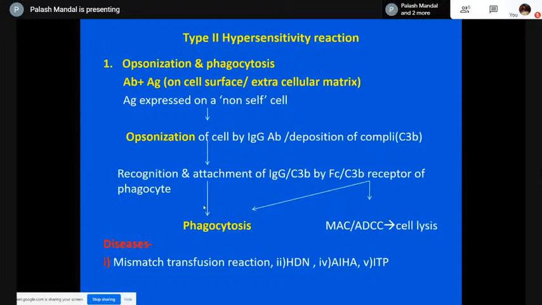Because that is the aim, opsonization is the initial thing. It has to be followed by phagocytosis by a phagocyte, that is a macrophage. And in complement also, there is something known as ADCC, antibody dependent cell mediated cytotoxicity. The cellular cytotoxicity leads directly to cell lysis.